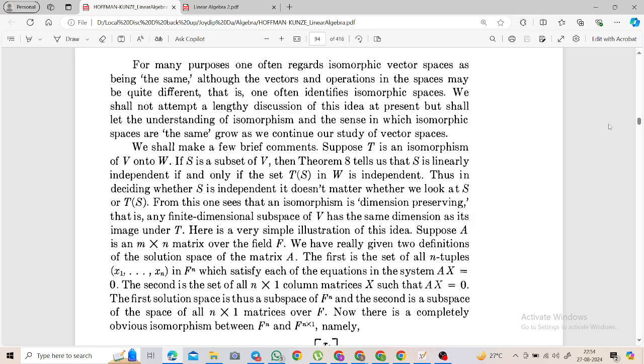If S is a subset of V, then theorem 8 tells us that S is linearly independent if and only if the set Ts in W is independent. Thus, in deciding whether S is independent, it doesn't matter whether you look at S or Ts. From this one sees that an isomorphism is dimension preserving.